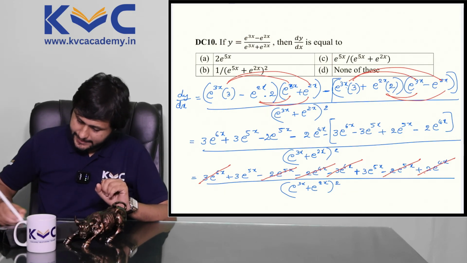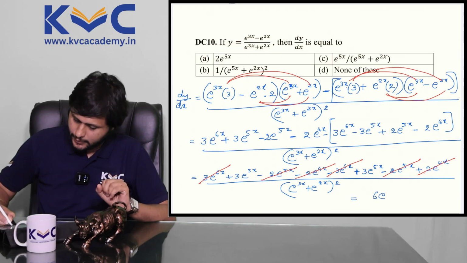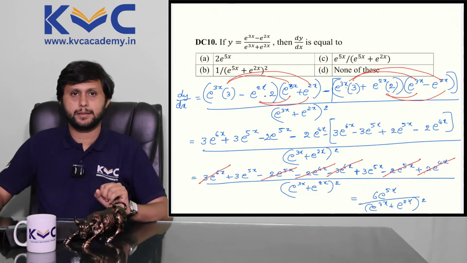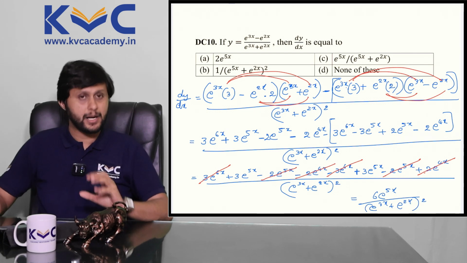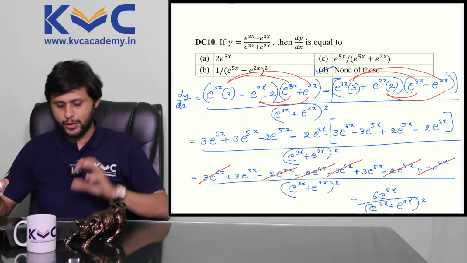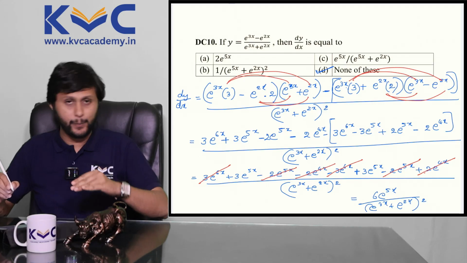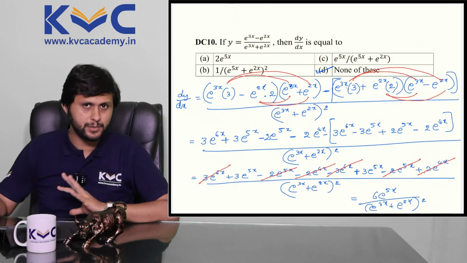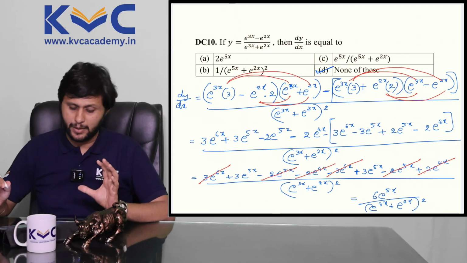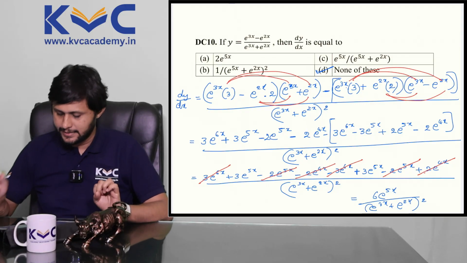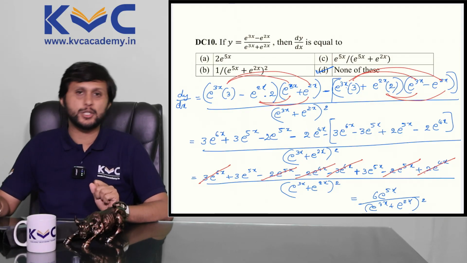So we have 6 e to the power 5x divided by e to the power 3x plus e to the power 2x whole square. Do we have that option? We do not have it in A, B and C. We have it as none of these. So what looked like the answer will be down to B because the denominator was the square. I gave you a clue also. It's not A, not C. Maybe B, but it could be none of this. It is none of this. Answer is 6 e to the power 5x.